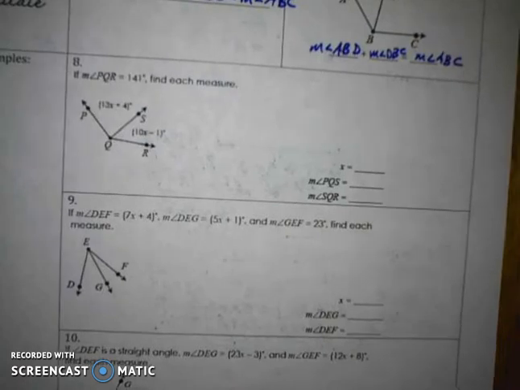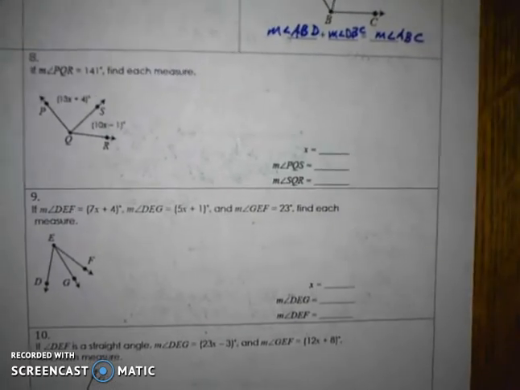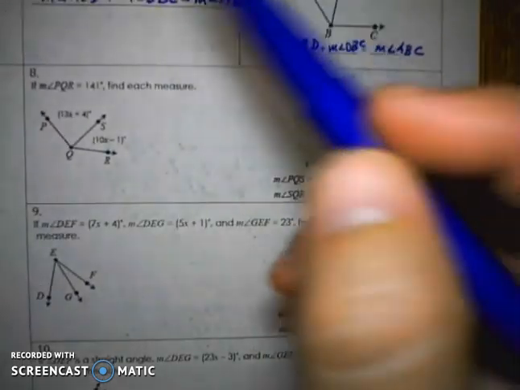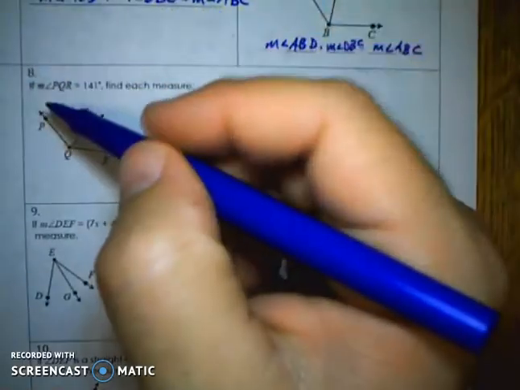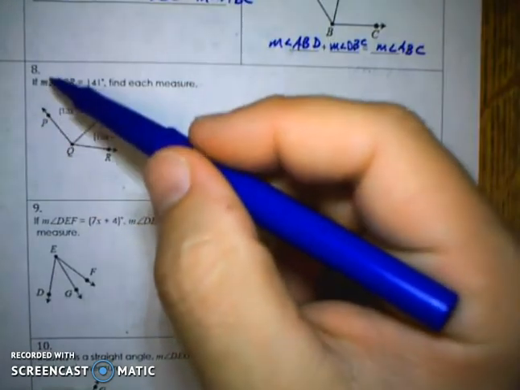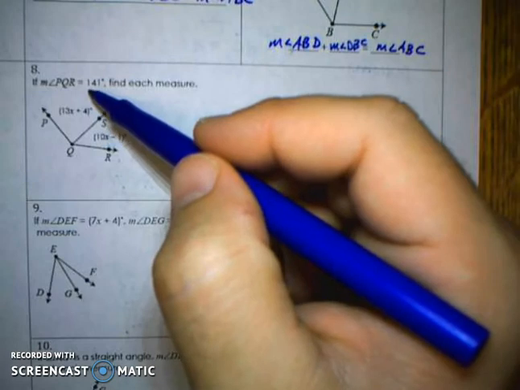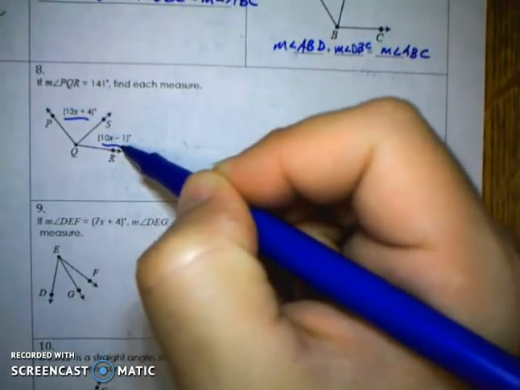So we're going to get through probably one example here. We may not get through a lot of these in the video, but that's okay. We'll do some more in class. Here's our first example. And we are told that in this diagram, the measure of angle PQR is 141 degrees. Well, these two parts are given as algebraic expressions.